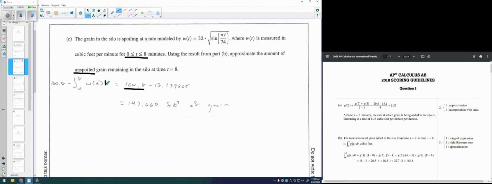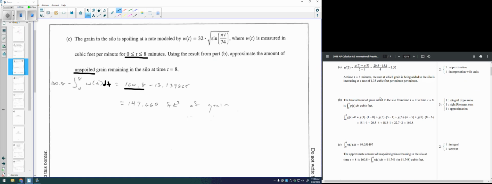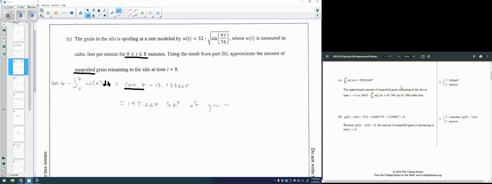Wow, I can't believe I didn't write that. I was being lazy. I need a dt on that. So there's my integral expression. If I cruise over here, yep, I get 1 point for the integral. So I need to have that dt on there.